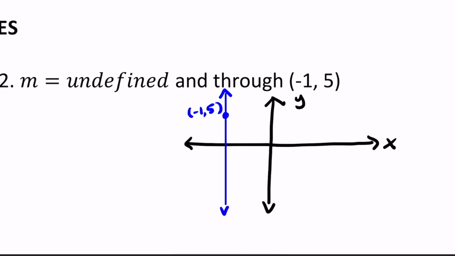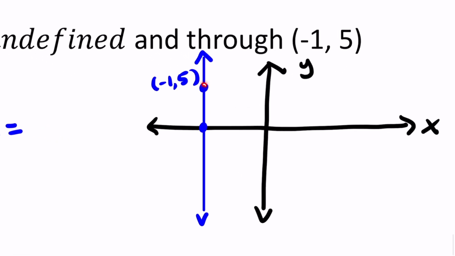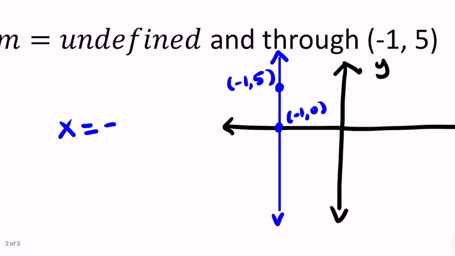Okay, so if you have a slope that's undefined and you're asked to write the equation, it's always in the form x equals. So x equals the x-intercept. So where does the line touch the x-axis? Well, at this particular point over here. So what is that point? Well, if this is -1, 5, then this has to be -1, 0. So x equals -1.